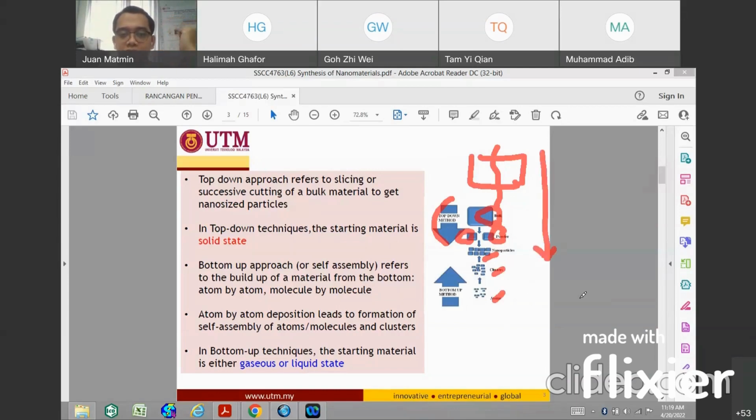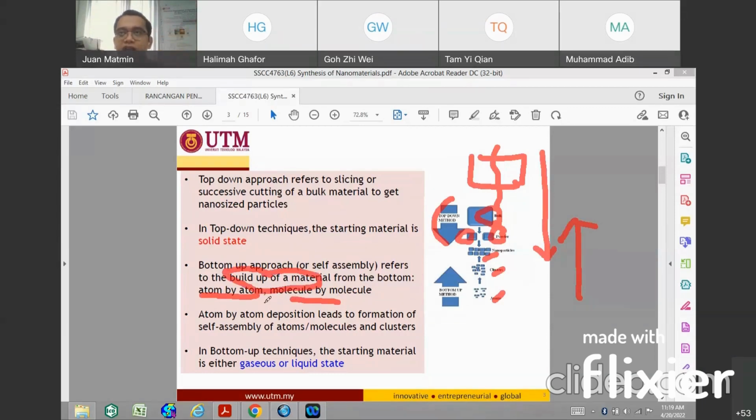But in terms of the bottom up approach, okay, this is usually where we look at the reaction. Kita campurkan your solution A, campur solution B, ada atoms A tambah atom B, and this is also considered as an atom by atom or molecule by molecule. We look at the build up of a material. Please highlight the word build up of the material.